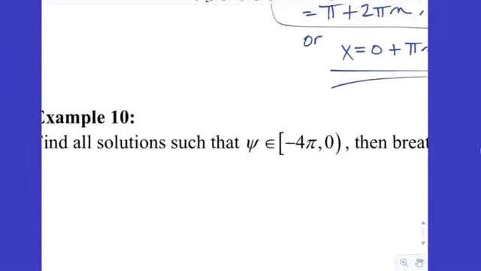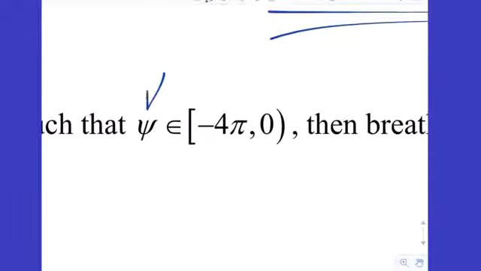Okay, example 10. Find all solutions. What is that? A trident, a Y, a pitchfork, a sigh. Good. Like a sigh of relief, PSI. That's the Greek letter psi.